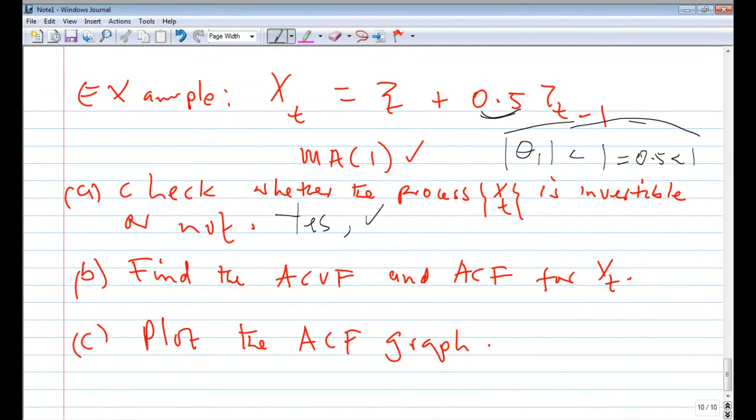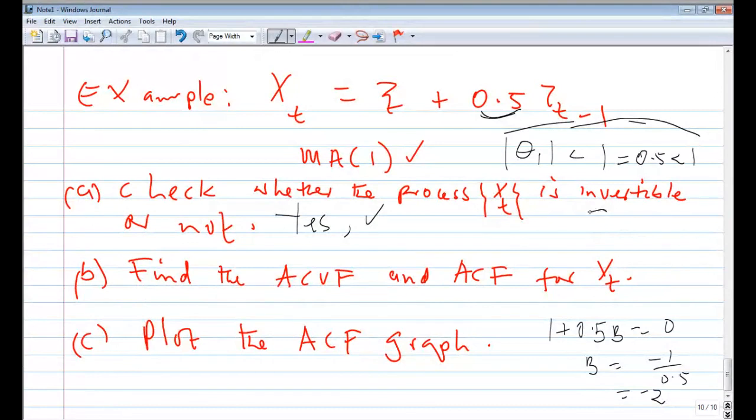In this case, you're going to have 1 plus 0.5B, which is equal to 0. So B equals minus 2. Minus 2 is outside the unit circle, therefore the process is invertible. Sir, how do you know if minus 2 is inside or outside?